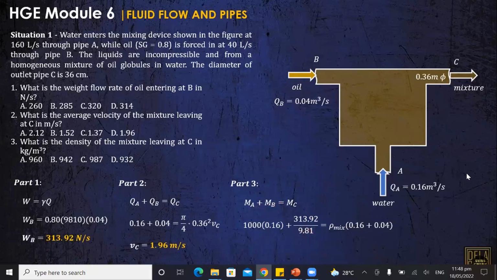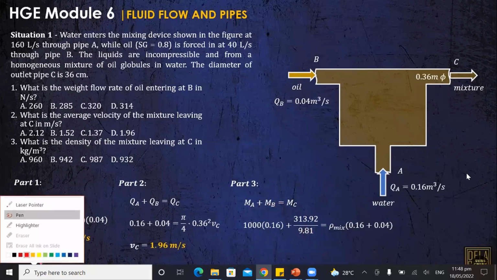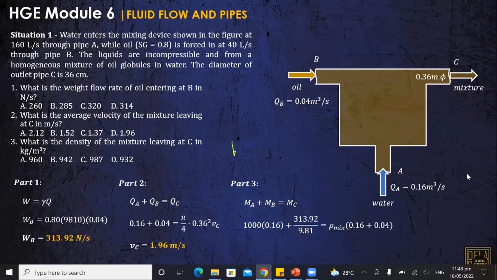Okay, as I have said kanina, the weight flow is equivalent to the mass flow, M, times the gravity. Okay? That's why the mass flow, cross-multiply yung G dito, that is weight over the gravity. Okay? Is equivalent to, ito, the density of the mixture here, times the flow at C. Take note that the flow at C is equivalent to flow rate of A plus flow rate of B. Yan yung equivalent. Yung flow nila is pag ganyan.